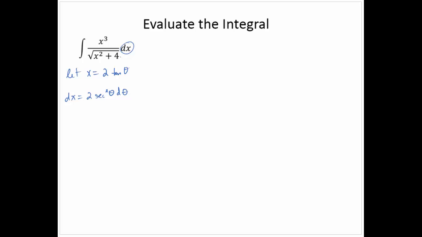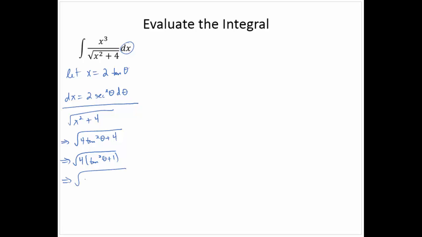Alright, now the square root of x squared plus 4 would then become the square root of 4 tangent squared theta plus 4, which is the square root of 4 times tangent squared theta plus 1, which is the square root of 4 times secant squared theta. And so then that becomes 2 secant theta. And this is going to simplify the integral for us.